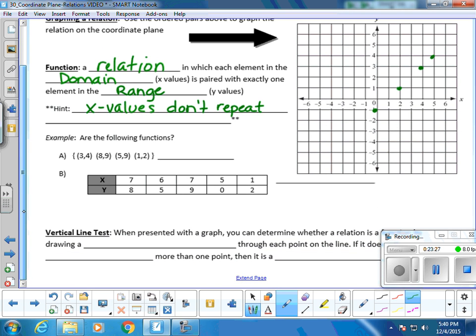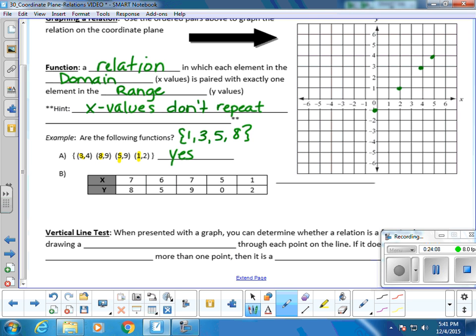And there's several ways we can check and see if a relation is a function, and that's by simply looking at your x values or your domain. So I'm going to use yellow because that's what I've been using, and I'm going to look just at my x values. Looking at this first example, A, I have 3, 8, 5, and 1. So my domain would be 1, 3, 5, and 8. Do any of them repeat? No. So yes, that is a function because none of those values repeat.